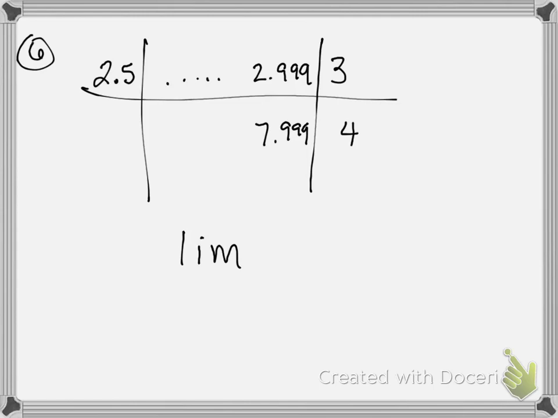All right, so what is this limit? How would I finish writing this? X approaches what value? 3 from which side? The left. How would I write that? Yeah, with a little negative sign up top. So this table is telling me 3 from the left is equal to 7.999. I'm just reading the table. There's not really work to do besides that. That's your answer.